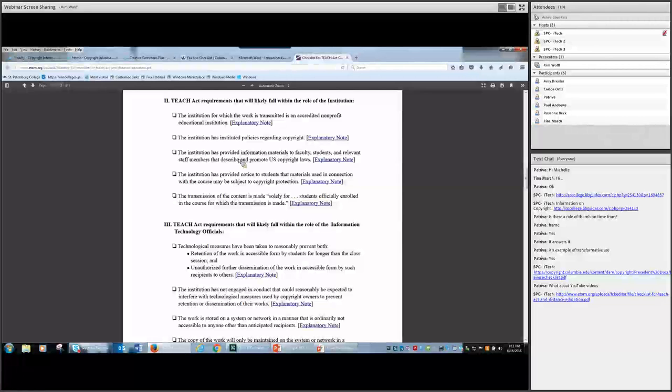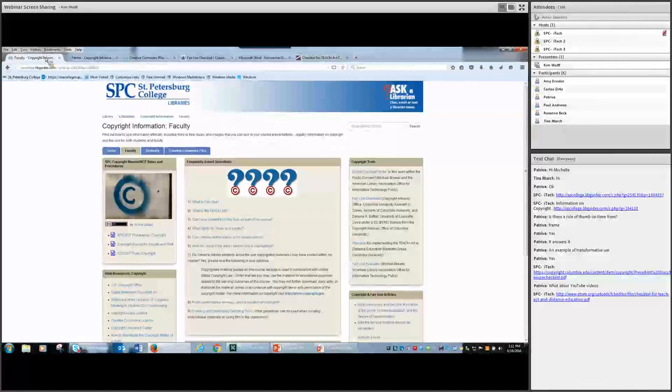even if it may be difficult to use them under the parameters of the TEACH Act. One of the things that you notice here is the institution has provided information and materials to instruct, but also that the institution has provided notice to students that materials used in connection with the course may be subject to copyright. In the faculty guide that we linked at the beginning, you will notice that in the center, frequently asked questions, this is the copyright statement that you should be putting into your courses.